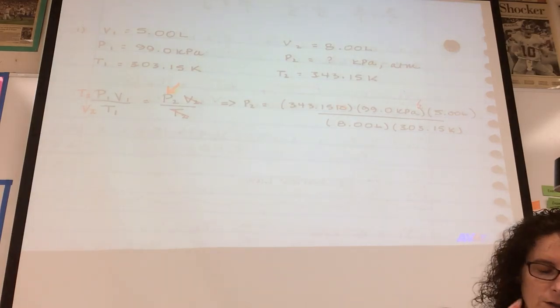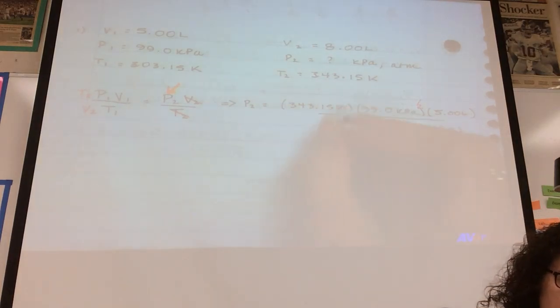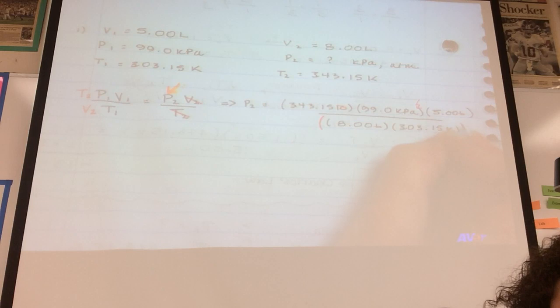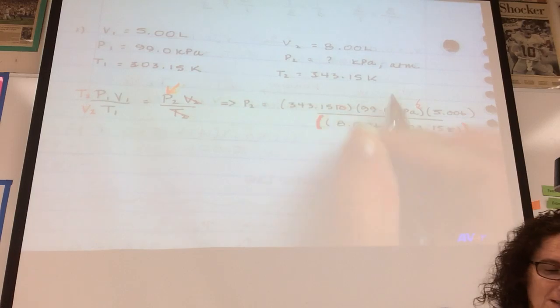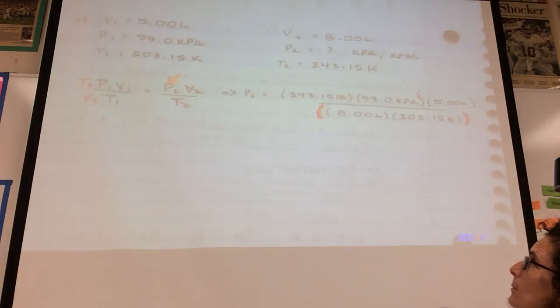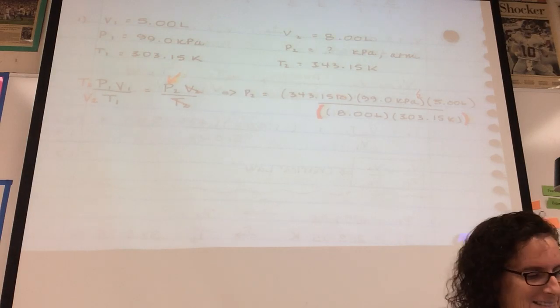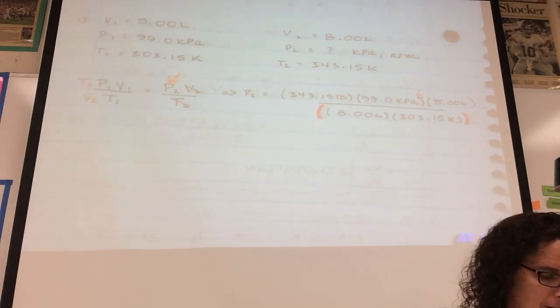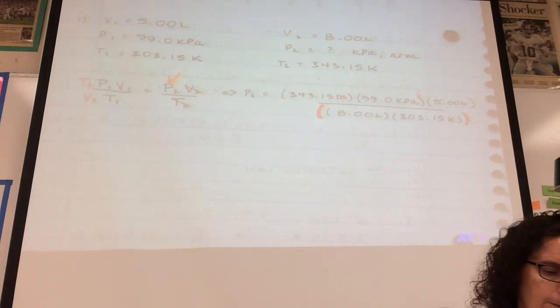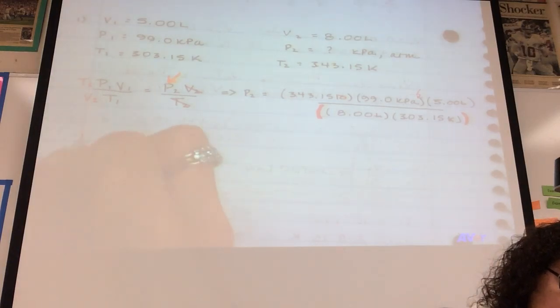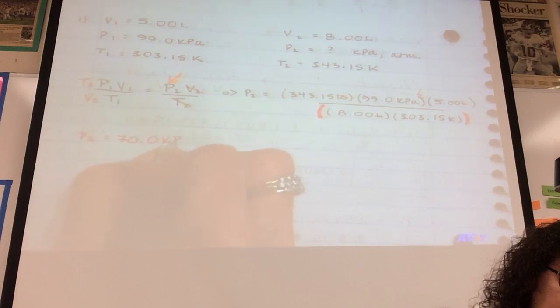Also, what I do want to mention, some of you are having calculation errors on your assessments. The only parentheses you need are the ones in red. I put the other ones down because it's easier to read. Otherwise, sometimes it's just too smeary. 343.15 times 99 times 5 equals, divided by open parentheses, 8 times 303.15 close. And I've got P2 equal to 70.0 kPa.